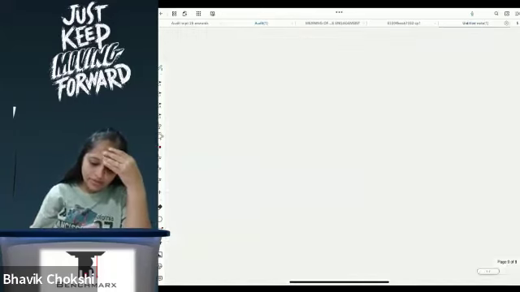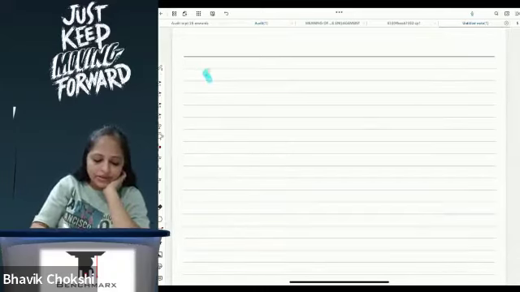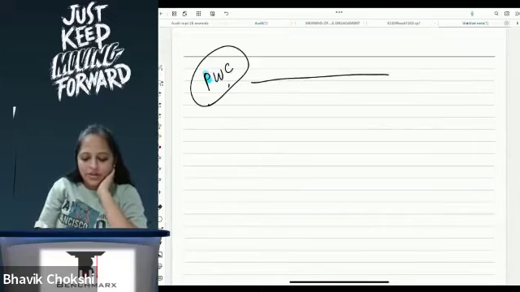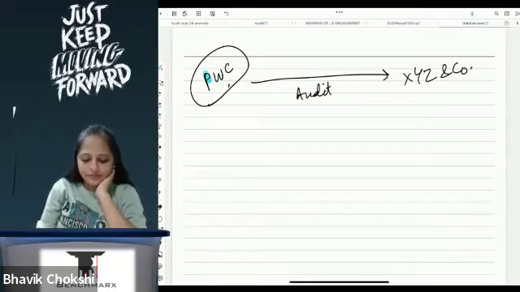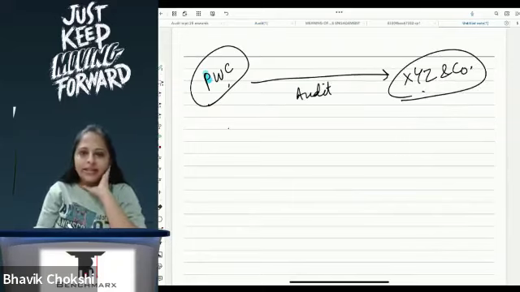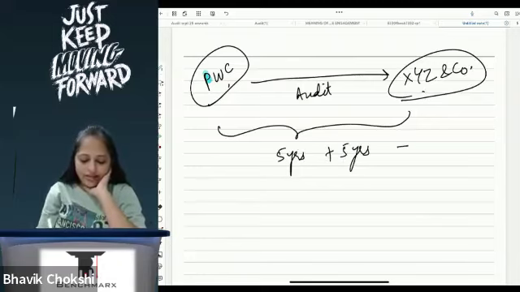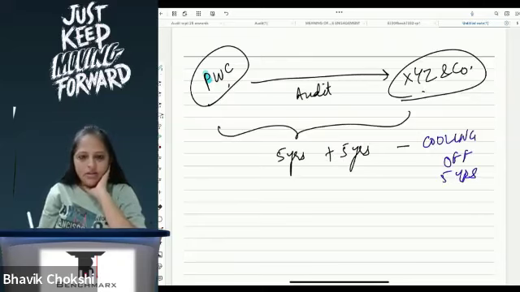If I am PWC, okay, I am doing the audit of XYZ and company. As per the legal requirement that we studied last year, PWC can be there for 5 years plus 5 years, then a cooling off of 5 years. This we know, correct.